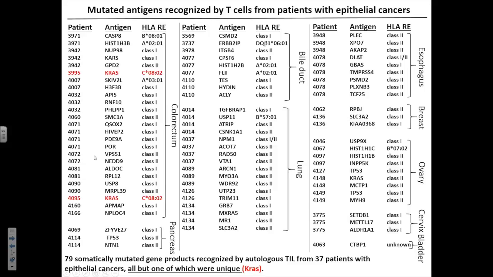that was shared, and that was a mutation of the KRAS oncogene, the most common oncogene present in cancer in general. Patient 3995 had a mutated KRAS. Patient 4095 also had a mutated KRAS, completely different patients, incidentally both restricted by a relatively uncommon class 1 restriction element, C0802. And the same for this patient 3995. Present in about 8% of Caucasians, about 12% of African Americans.